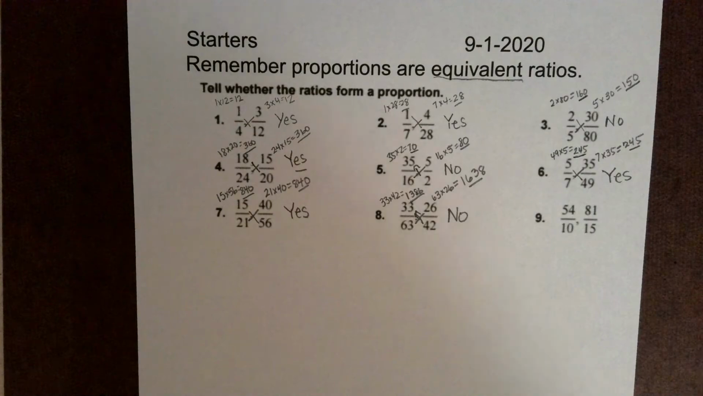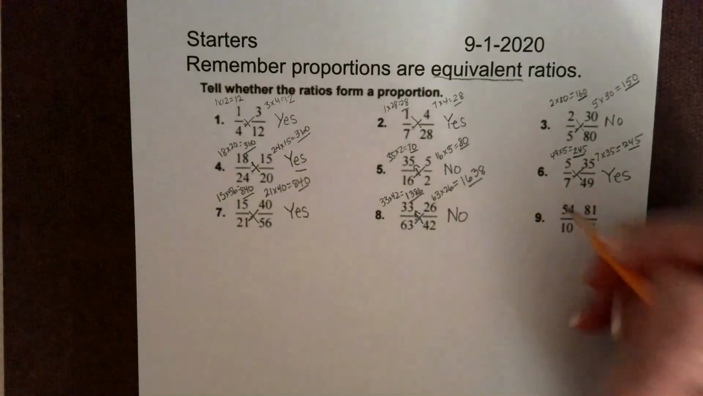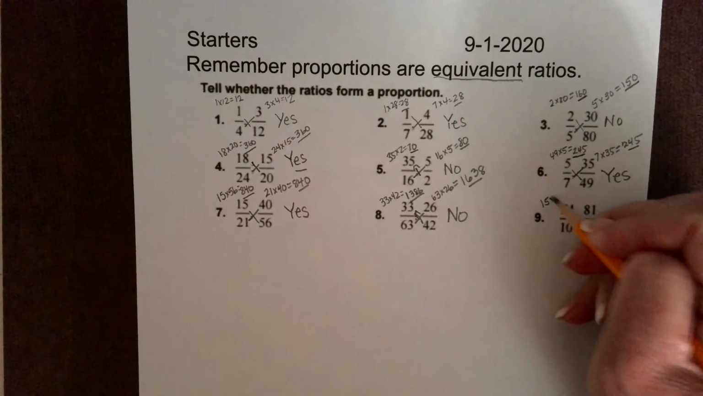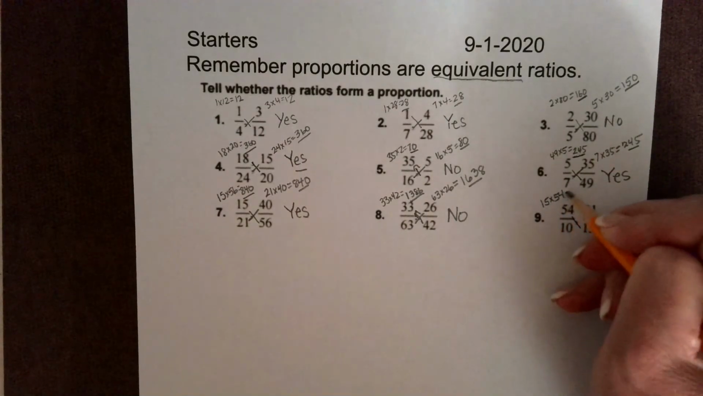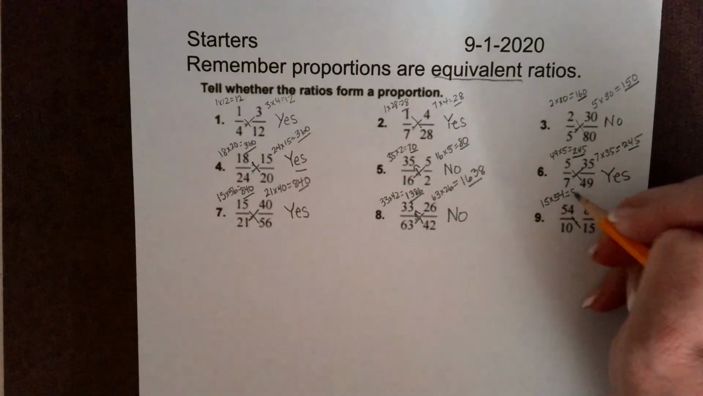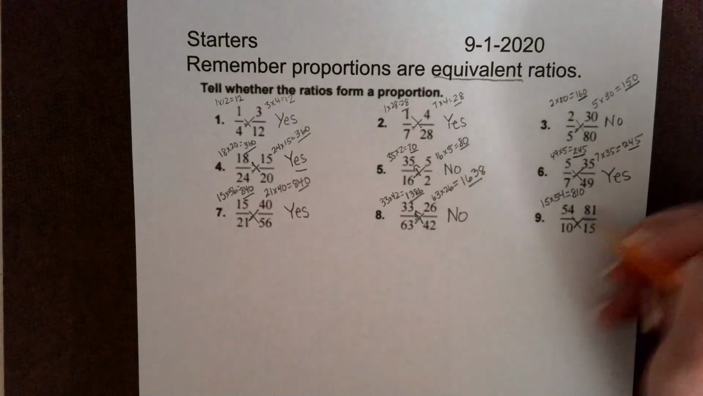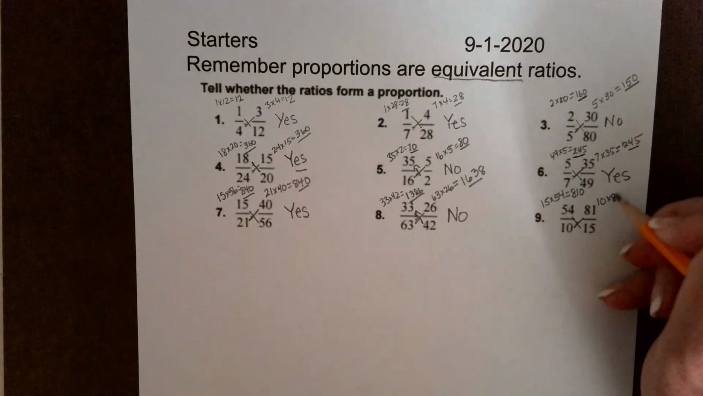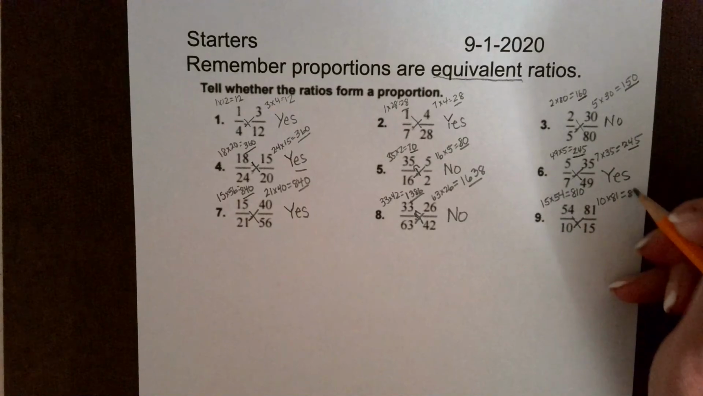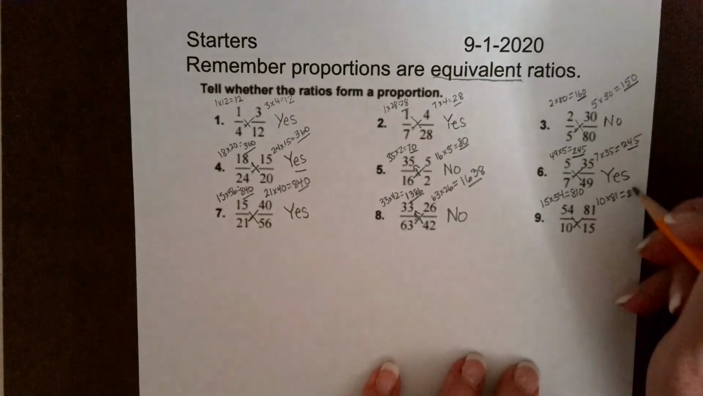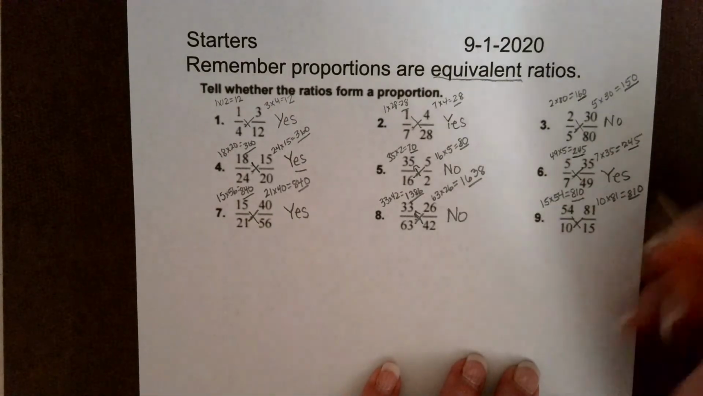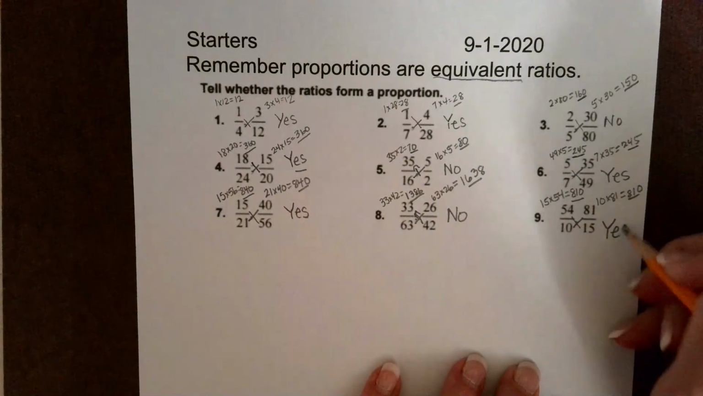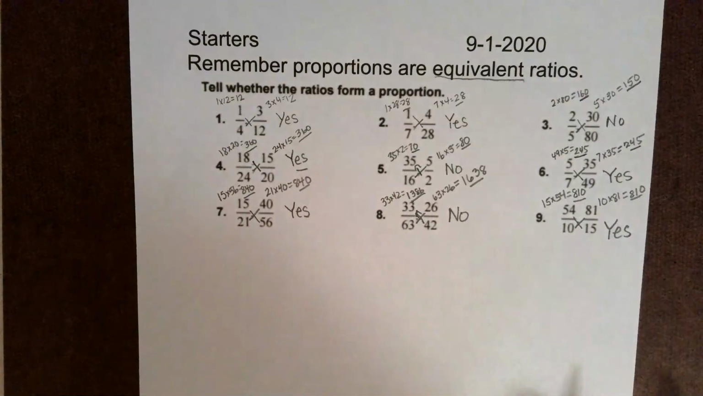And the last one is 54 times 15, and that equals 810. And 10 times 81 is also 810. Since those two match, they do form proportions.